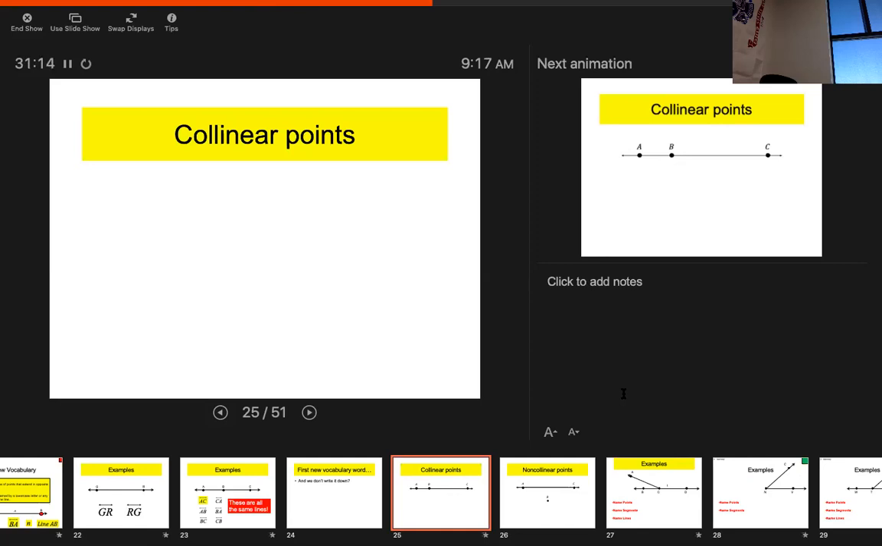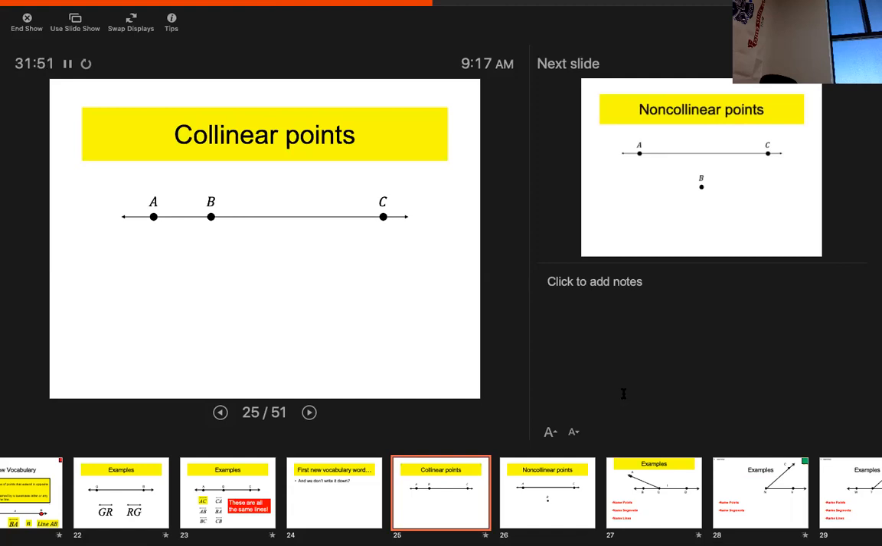If you cohabitate with someone, what does that mean? You live together. So collinear means you live on the same line. We're going to see this word, collinear, coplanar, cosegment. Collinear means you live on the same line. So points A, B, and C are collinear. Why? They're all on the same line.